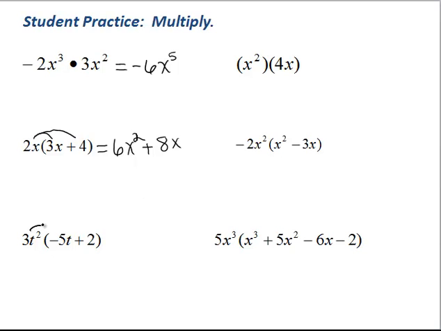On the third example, again, we're applying distribution. We have 3t squared times a negative 5t. So this becomes negative 15t to the third power, since for t to the second, 2 plus 1 is 3. And then plus 6t squared, since 3 times 2 is 6. So we've simplified that expression.